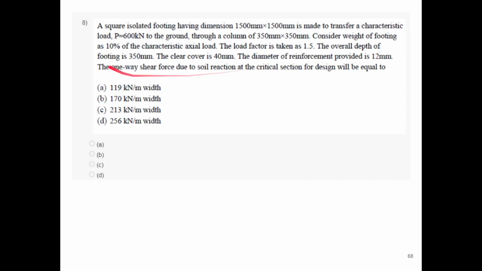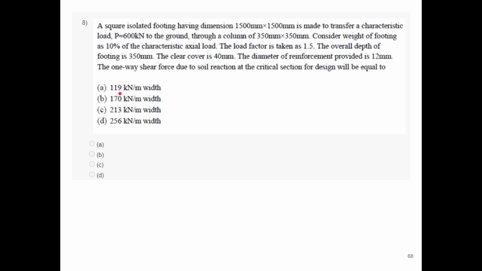Eighth question. A square isolated footing having dimension 1500 millimeter by 1500 millimeter is made to transfer a characteristic load P equal to 600 kilonewton to the ground through a column of 350 millimeters by 350 millimeters. Consider weight of footing as 10% of the characteristic axial load. The load factor is taken as 1.5. The overall depth of footing is 350 millimeter. The clear cover is 40 millimeter. The diameter of reinforcement provided is 12 millimeter. The one-way shear force due to soil reaction at the critical section for design will be equal to how much?